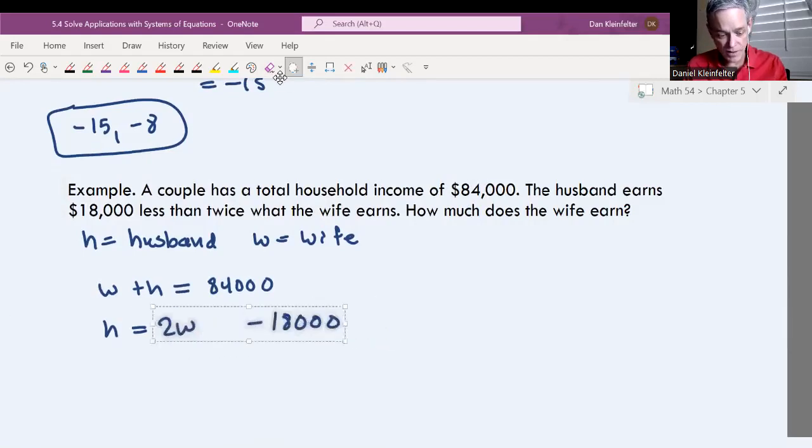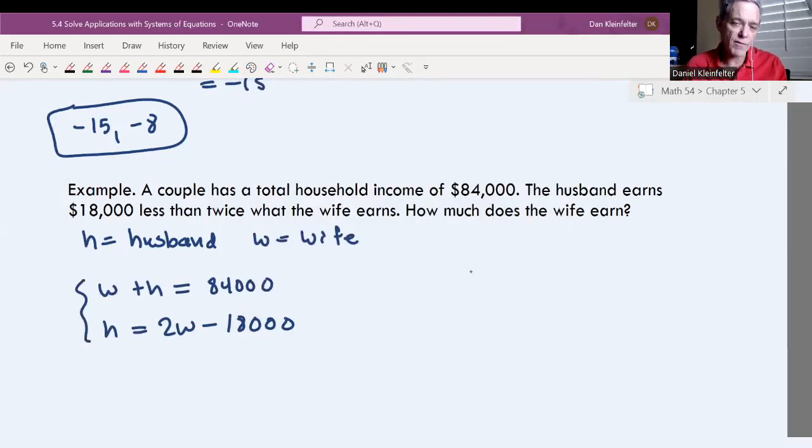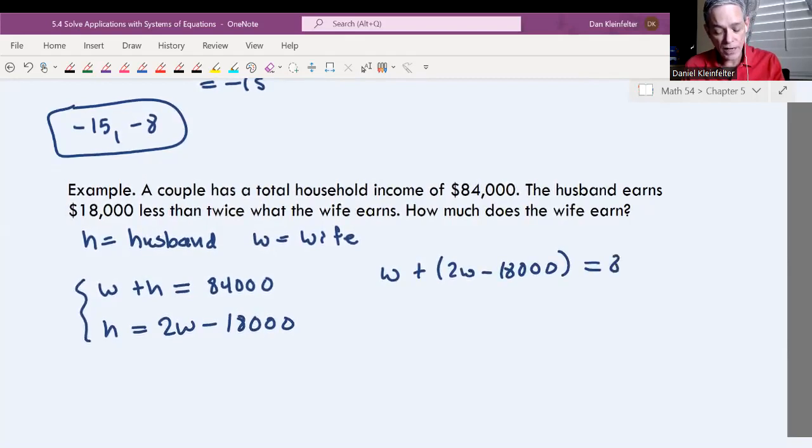Again, you have to be careful with less than, as we saw in the previous example. Okay, so once again, this one will be good for doing substitution, so let's do that. I'm going to replace the h in the first equation by 2w minus 18,000. So we'll have w plus 2w minus 18,000 will equal 84,000.